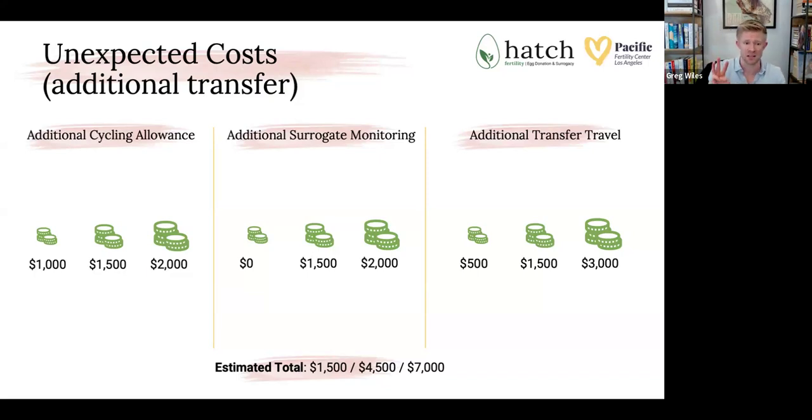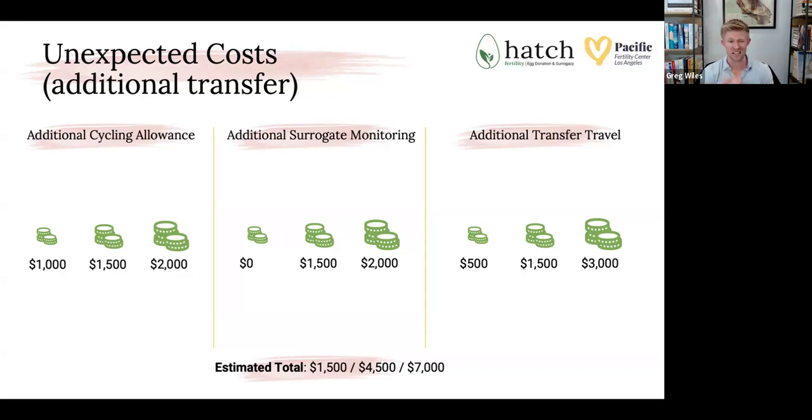So there are 3 costs associated with this. One, you have that cycling allowance we talked about, right? The medications and the cycling. And then on top of that, we have monitoring. So if there's an additional cycle, they have to go to that clinic once every week for 3 weeks to do the outside monitoring. And then you have the travel for her to go to the clinic for a couple of days, get her transfer, and fly back home or drive back home.